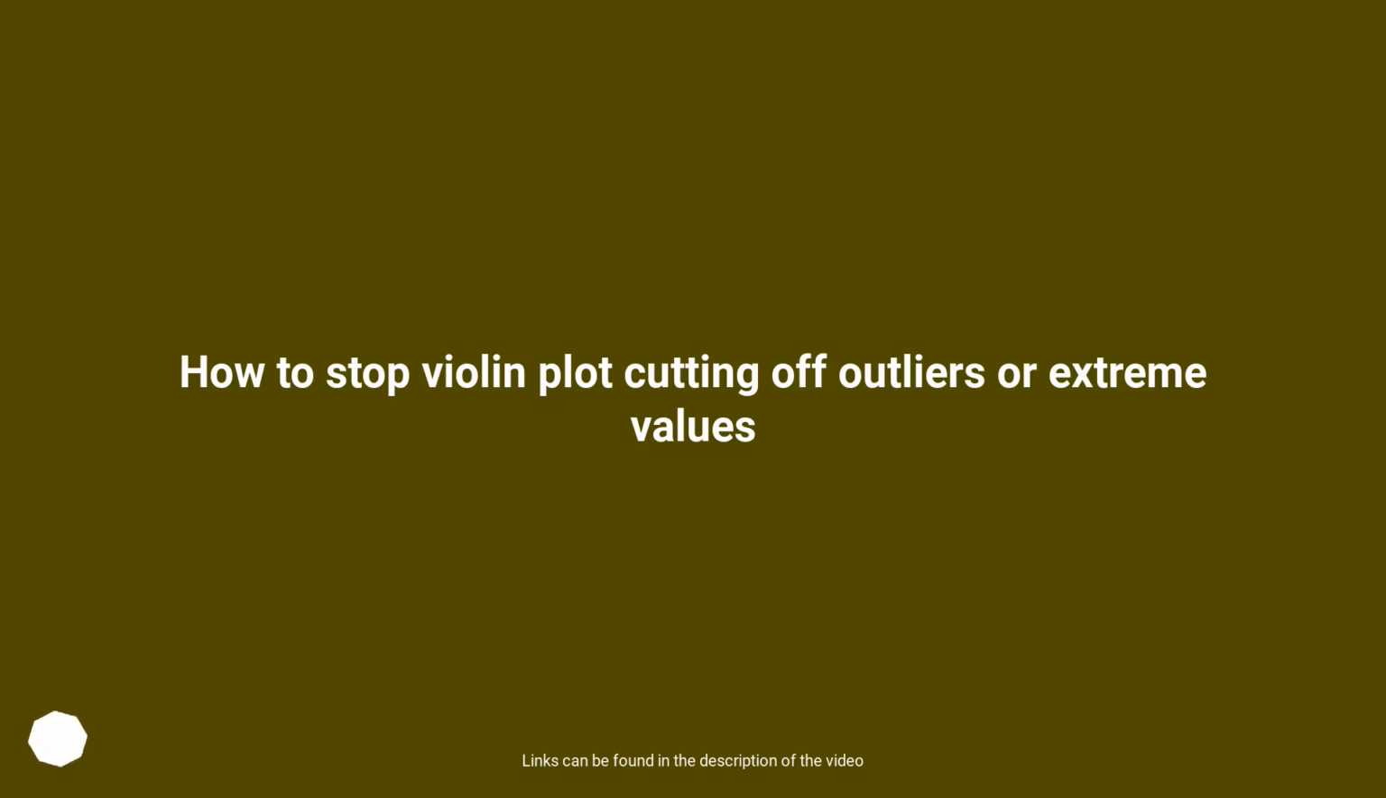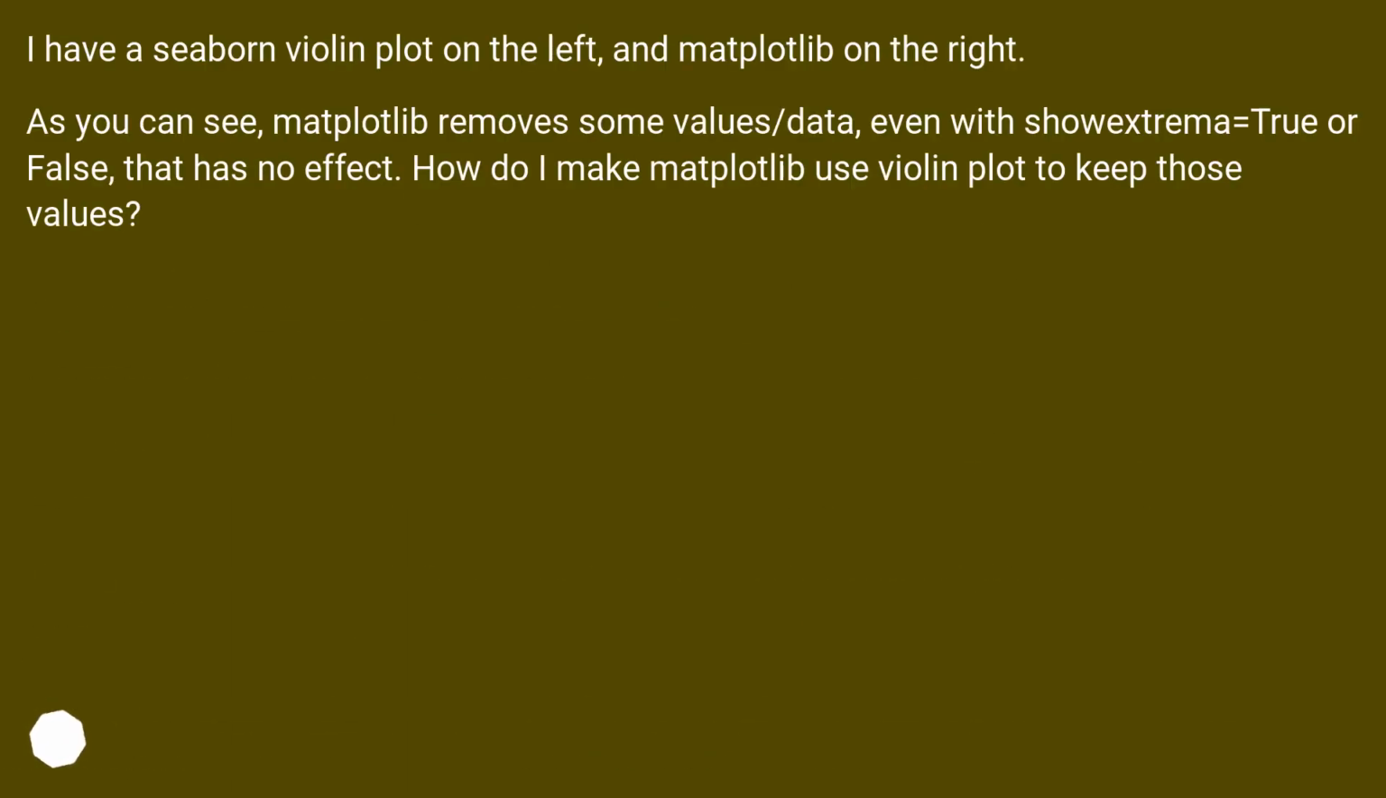How to stop violin plot cutting off outliers or extreme values. I have a seaborn violin plot on the left, and matplotlib on the right. As you can see, matplotlib removes some values/data, even with showextrema equals true or false, that has no effect. How do I make matplotlib violin plot keep those values?